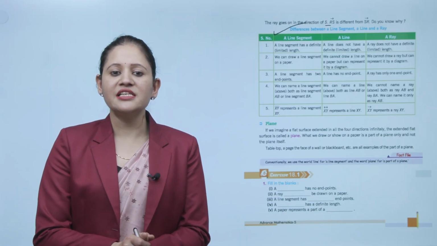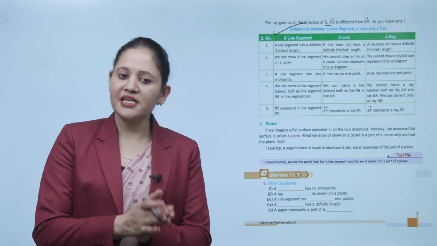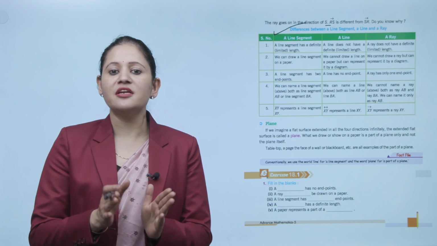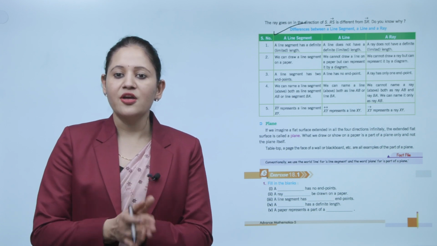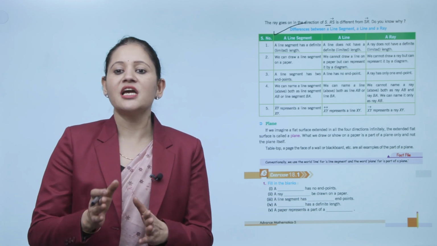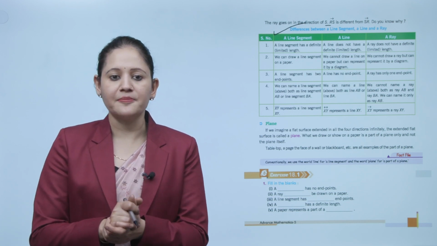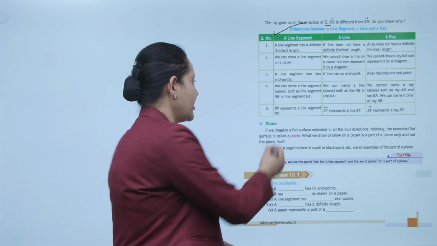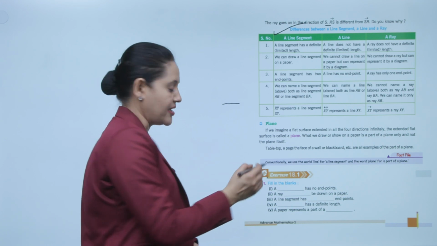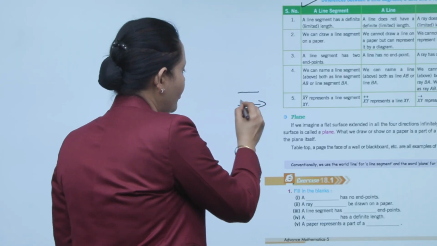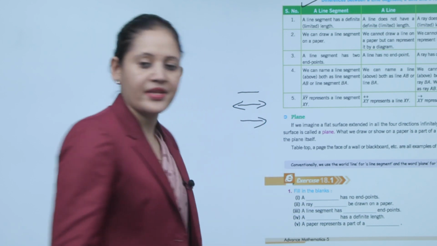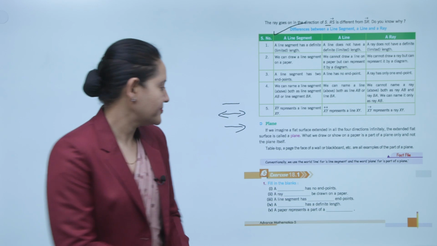We can name a line segment both as line segment AB and line segment BA. We can name a line both as line AB or BA. We cannot name a ray both as ray AB and BA. We can name it only as ray AB. Here, this is the symbol of line segment. This is the symbol of line and this is the symbol of ray. Clear? Next is plane.